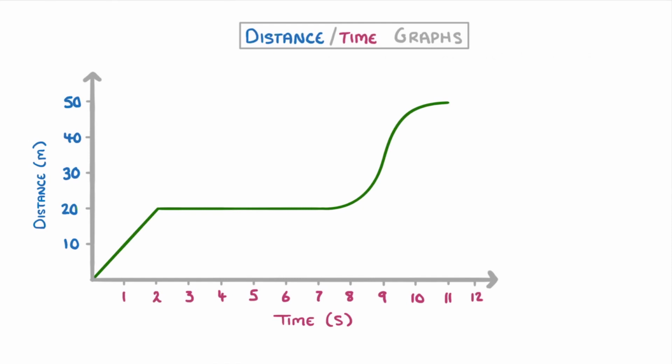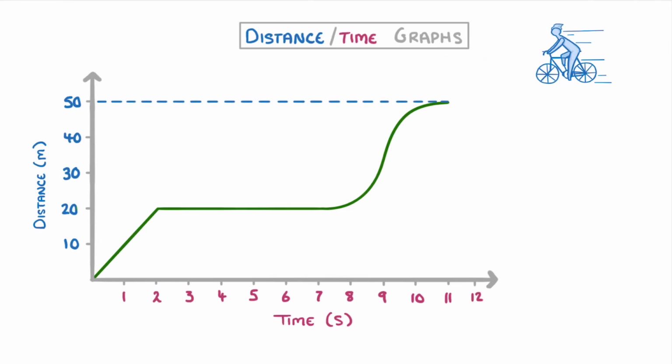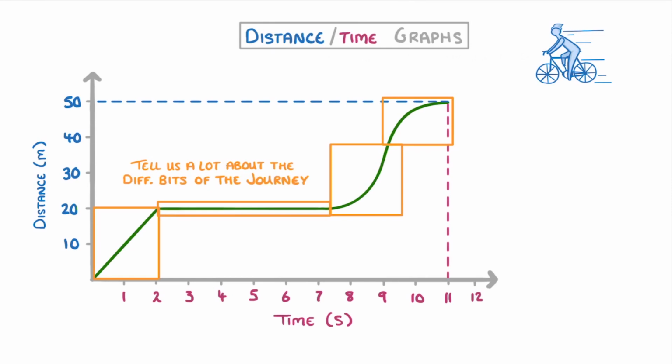Distance time graphs, like this one here, allow us to visualize how far something has traveled in a certain period of time. For example, this one here could represent the journey of a cyclist. As well as telling us that she's traveled a total of 50 meters in 11 seconds, graphs like this also tell us a lot about the different parts of the journey. And you need to be able to interpret each of these different stages.